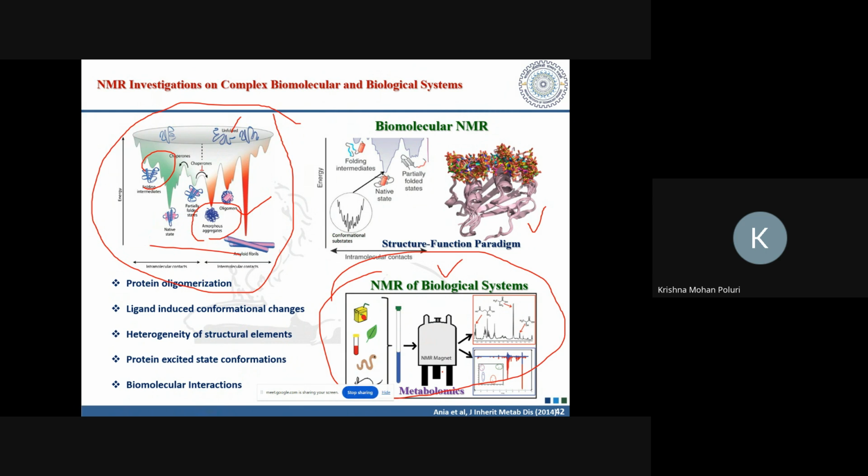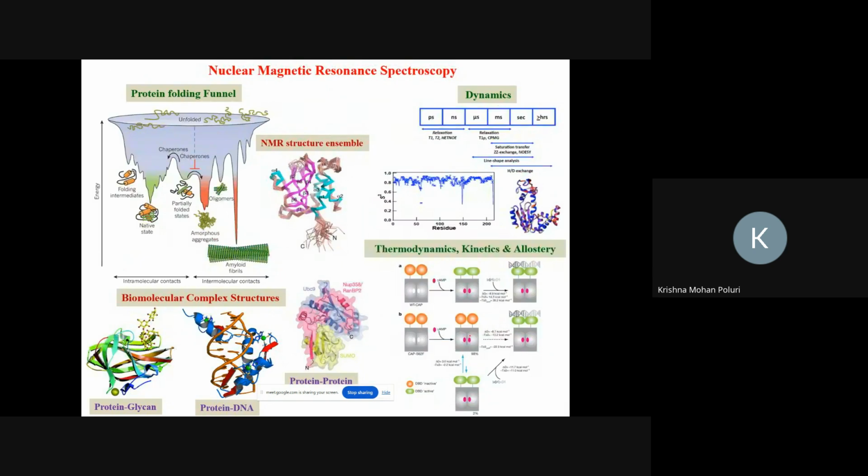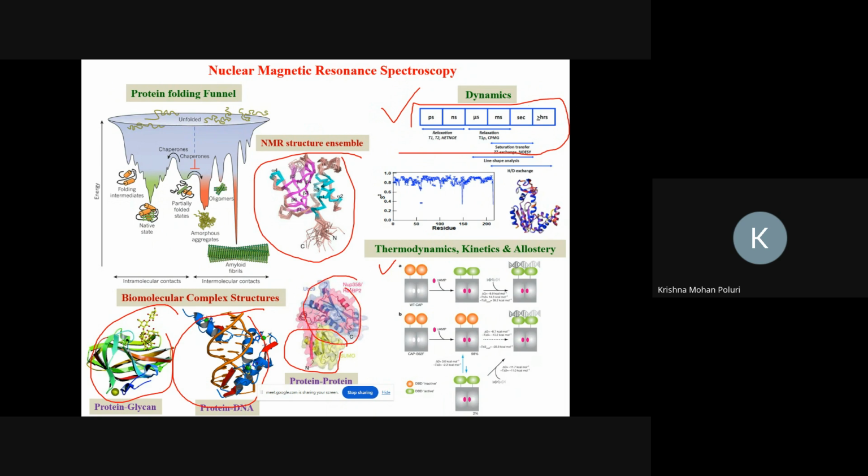You can essentially do the metabolomics of NMR. That means you can do a mixture of samples and everything. You can study the dynamics. NMR dynamics is very powerful. Starting from picosecond time scale to hours, you can do NMR dynamics, and at the same time, you can also study thermodynamics, kinetics, velocity. If you talk about structures, you can do a simple protein structure, you can do it with a carbohydrate, with DNA, RNA, or you can do protein-protein interaction studies and everything. So a lot can be done in terms of proteins.